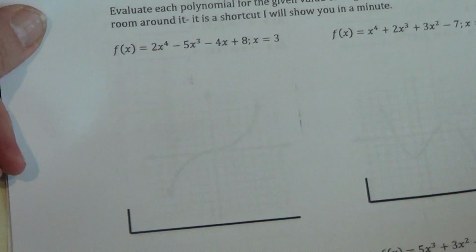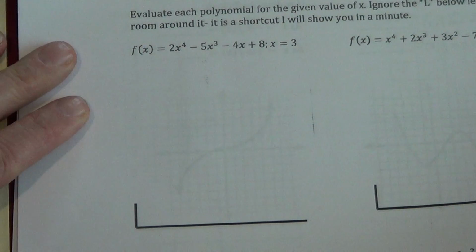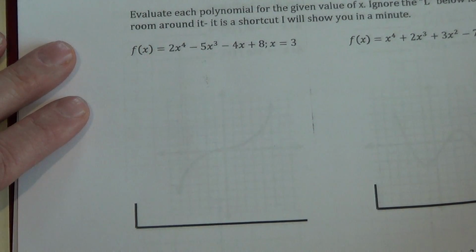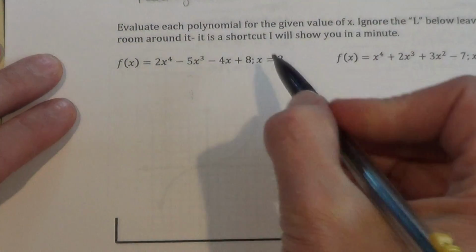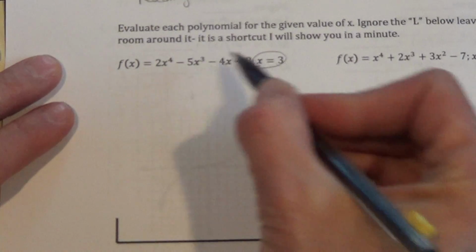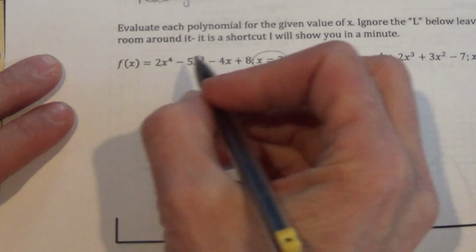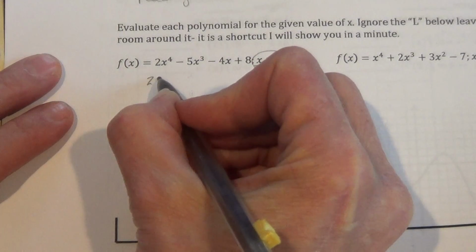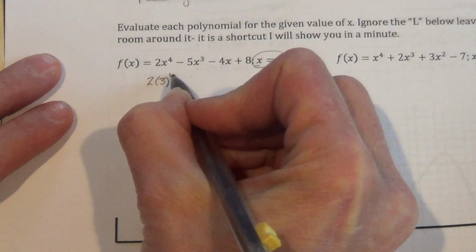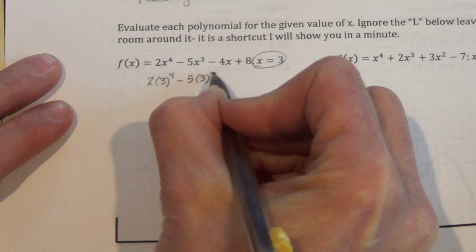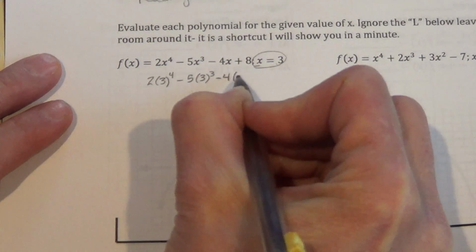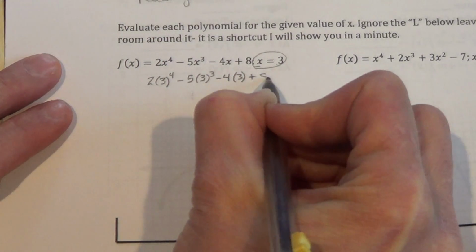Okay. Now we're going to evaluate polynomials for a given x value. Ignore the L down below, just leave it for a minute. I'll show you a shortcut in a minute how you can evaluate these. But for right now, if it says x equals 3, that means we just plug 3 in for the x values. So on this first one we would have 2 times 3 to the 4th minus 5 times 3 cubed minus 4 times 3 plus 8.